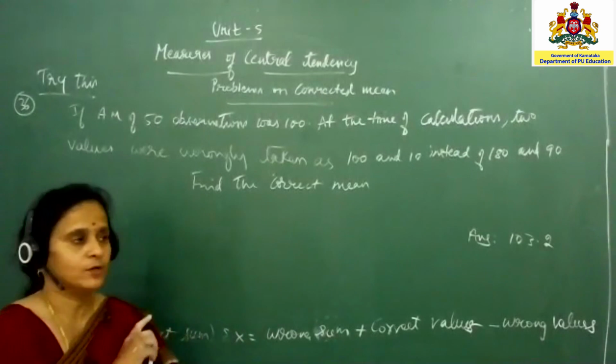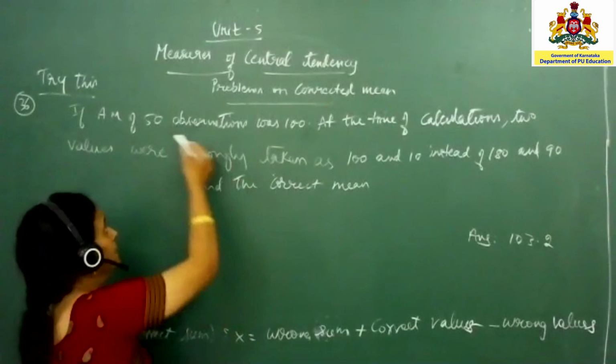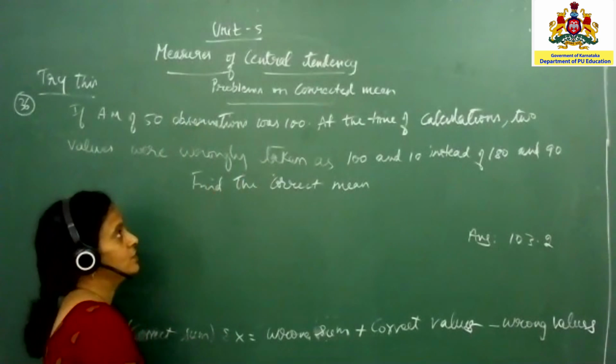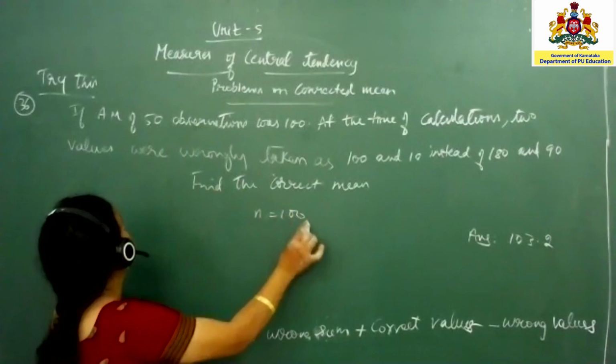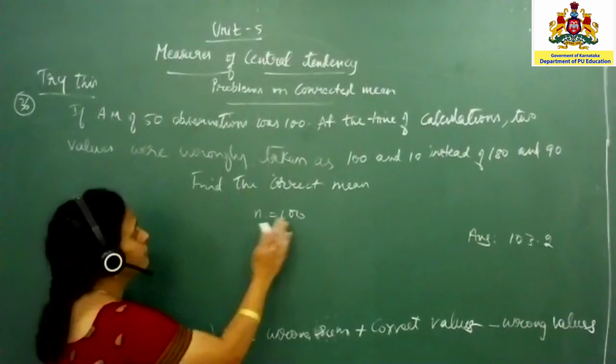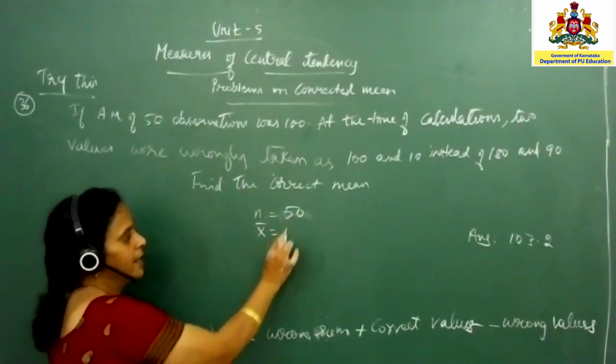Similar to the previous problem, here the given data, if AM stands for arithmetic mean: the arithmetic mean of 50 observations was 100. So here 50 becomes n and x bar is 100.